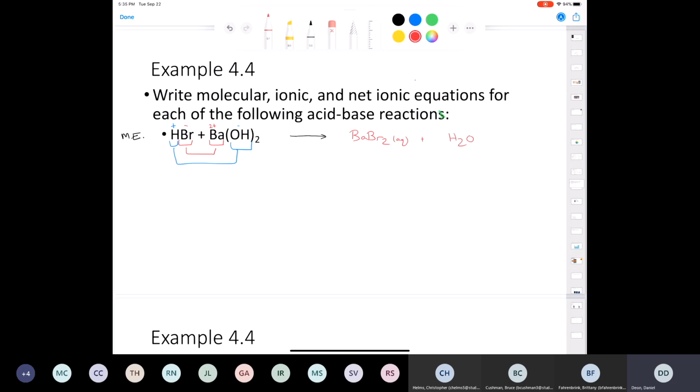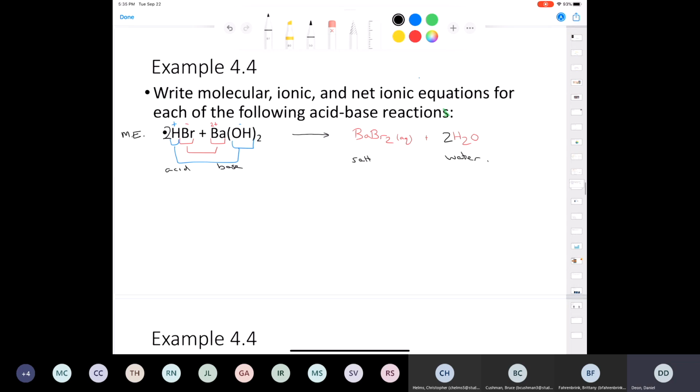Now what's left over to do is to balance the equation. Since we have 2 bromines in barium bromide, we're going to need to put a 2 in front of our HBr, like that. Now we have a total of 4 hydrogens, and so 2 times 2 gives me 4. There's my balanced equation. All right, remember, an acid plus a base gives us a salt plus water.